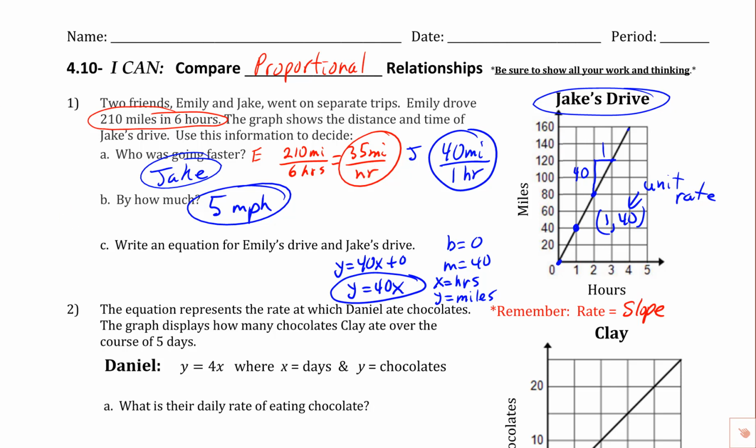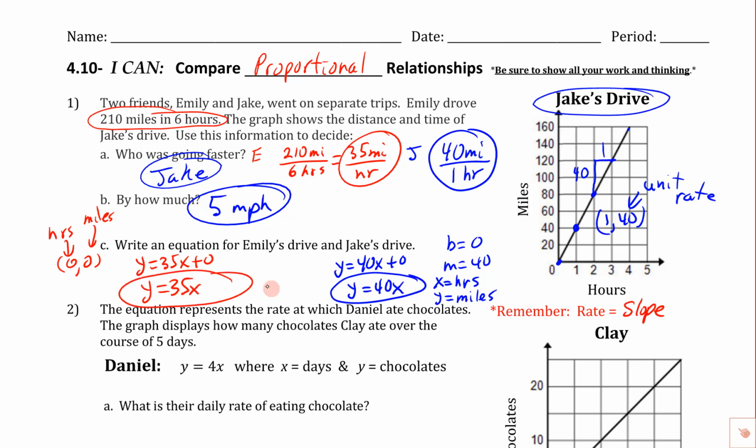So on that particular one, 0, 0, started out at 0 hours and 0 miles. So that means her y-intercept would be 0, and then this would be her rate. So for Emily, it's going to be y equals 35x plus 0, because remember that would be the y-intercept. So we're going to write down y equals 35x.